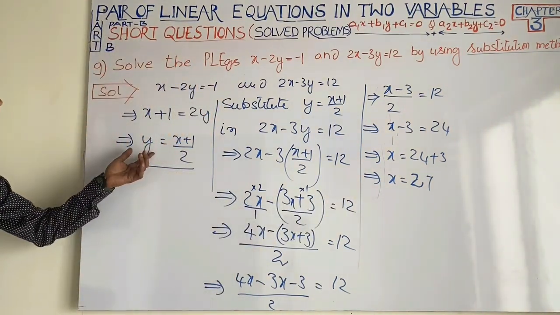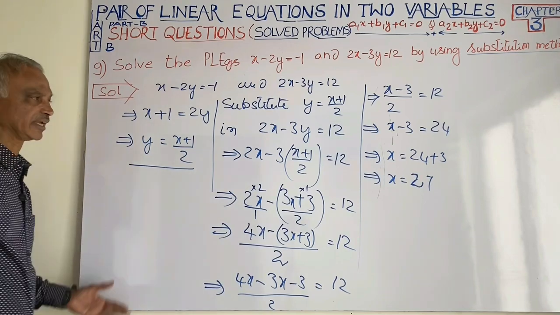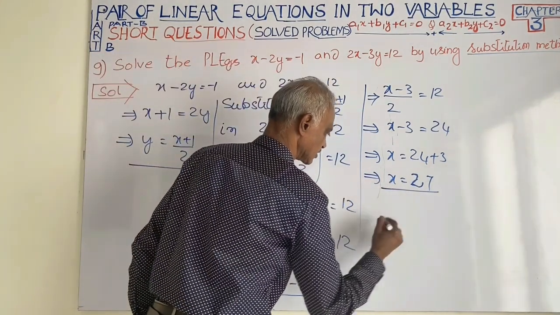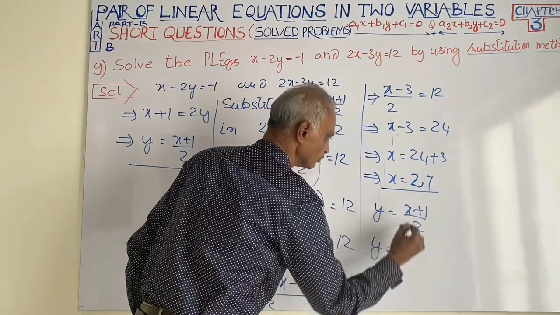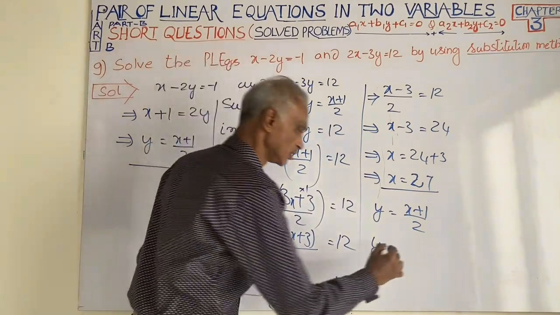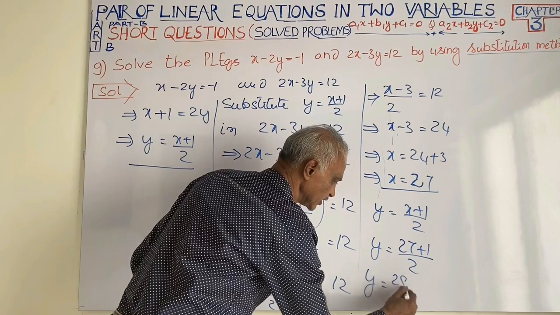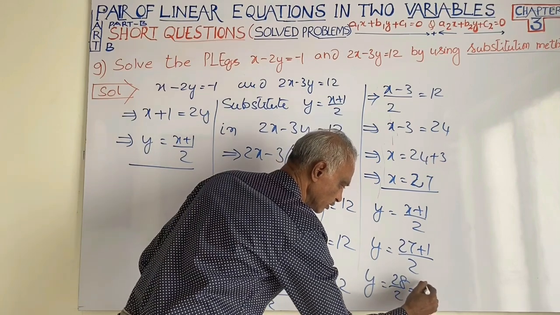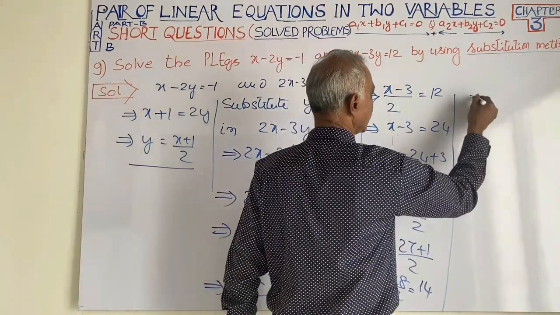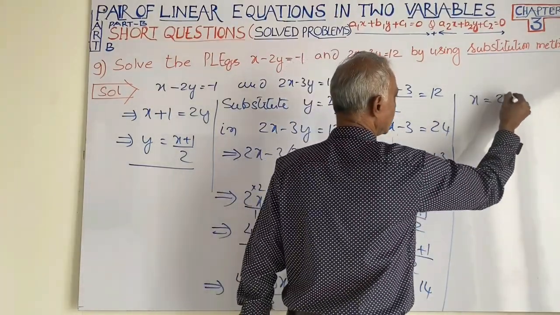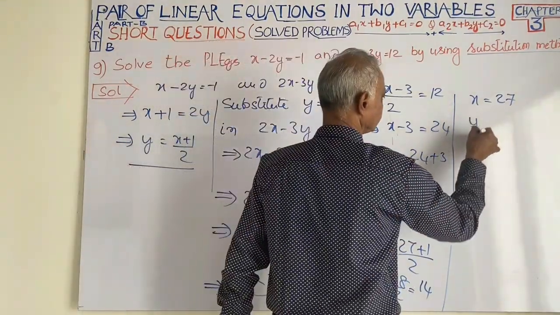Now we have y is equal to x plus 1 by 2. Directly you can find the value of y. What we have? x is equal to 27. y is equal to x plus 1 by 2. What is the value of x? 27. 27 plus 1 by 2. y is equal to 28 by 2, which is nothing but 14. Now what is the value of x here? x is equal to 27 and what is the value of y you got? y is equal to 14.